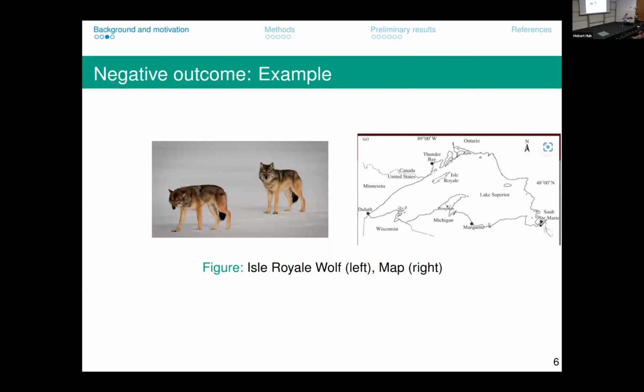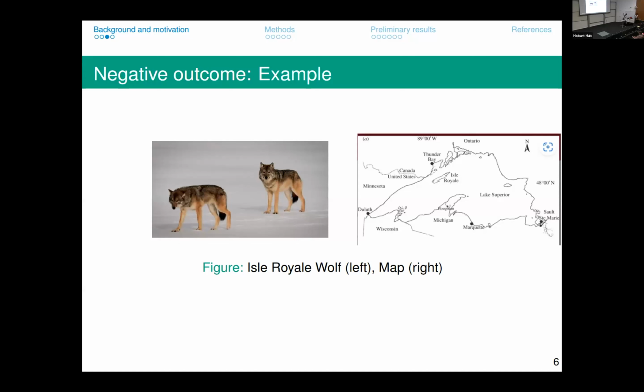This is observed in the isolated wolf population. The population was first established by just two individuals, one male and one female wolf that crossed from Ontario, and it grew up to 25, but because they were closely related, they inbred.